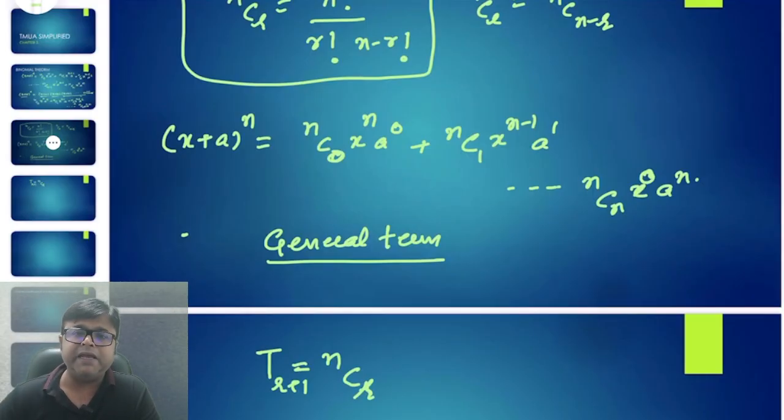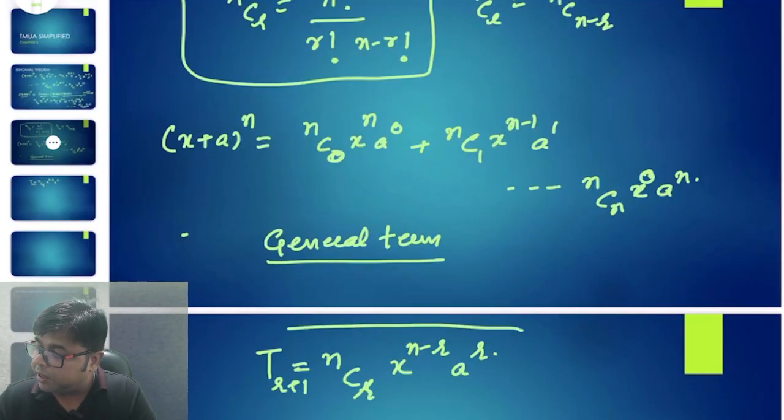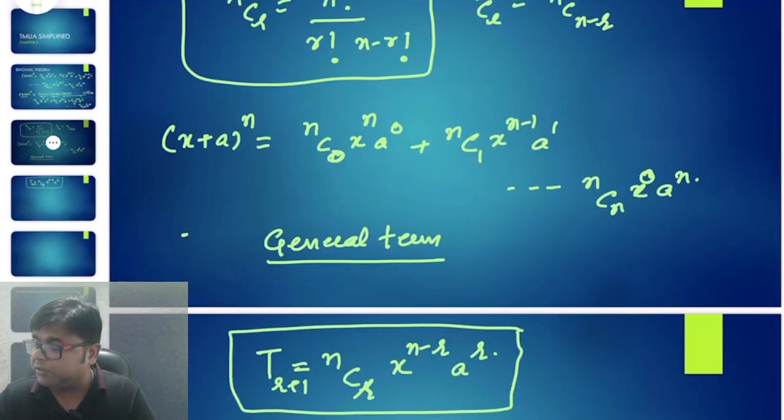So that's why I'm not taking Tr, I'm taking T of r plus 1, which is nCr x to the power n minus r and a to the power r. So this is the general term of this expansion.